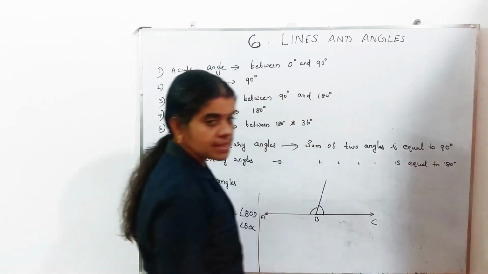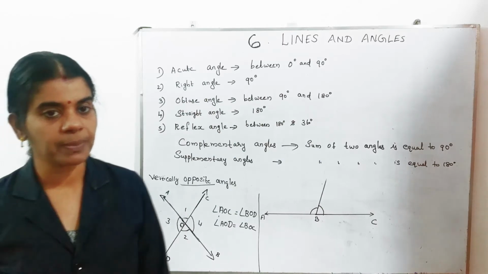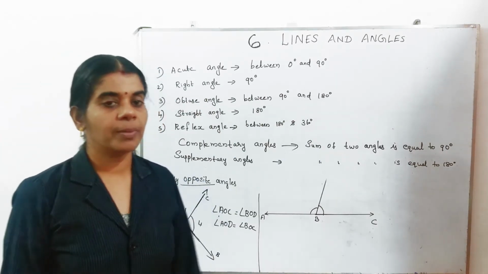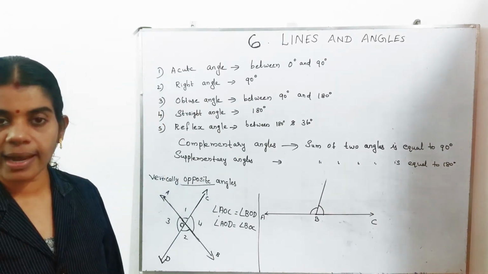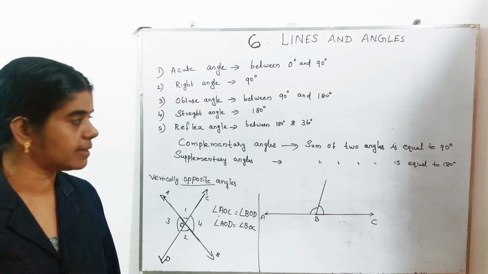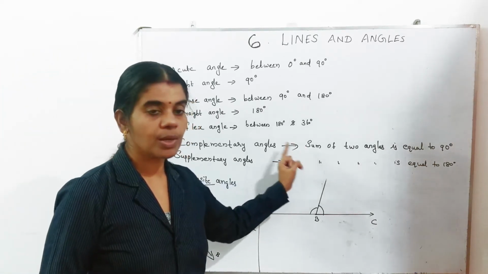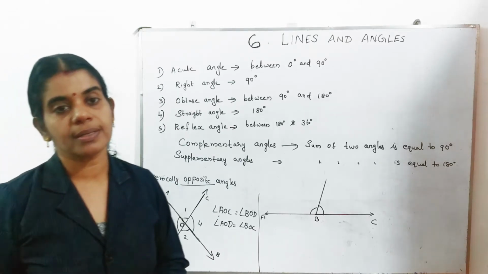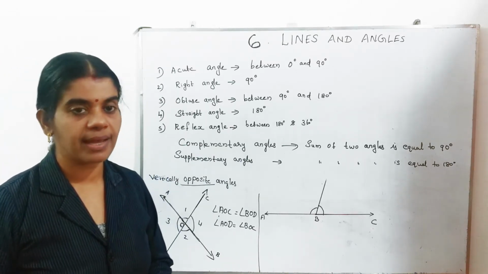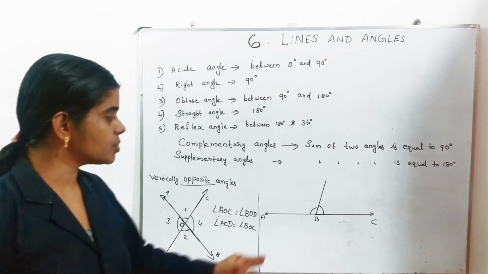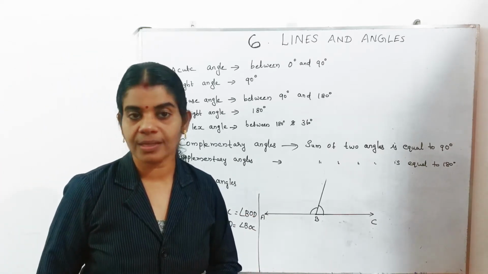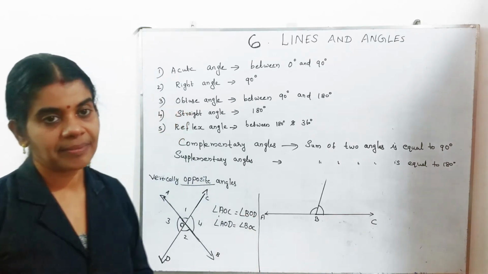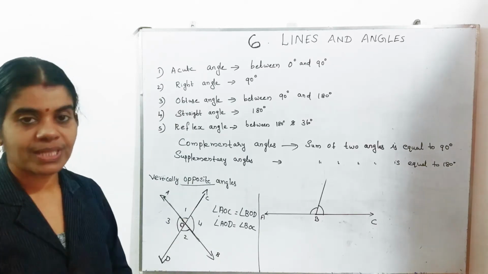Sum of two angles is 90 degrees. That means 45 plus 45, you are getting complementary angles. 60 plus 30. Like that, if two angles' sum is 90 degrees, that is known as complementary angles. If two angles' sum is 180 degrees, that is known as supplementary angles. Then surely you know that a linear pair will also be supplementary angles. This will be about the angles.